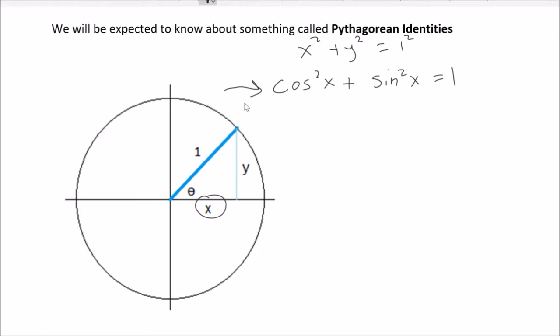Now you can do things like subtract cosine squared on both sides, or subtract sine squared on both sides, or subtract both of them if you like. It doesn't really matter. We can manipulate it because, since we derived it, we know that it's true.